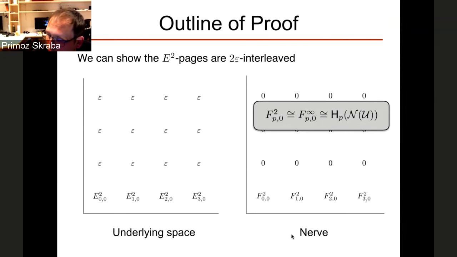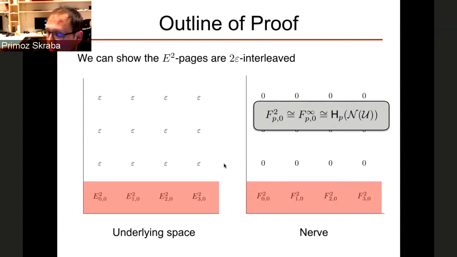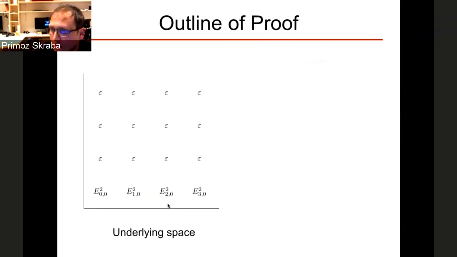And we know that, so this is the way we're going to go. We're going to relate the nerve to elements here, right? So again, we're going to concentrate on this first row here. And so we know that each one of these is exactly the same as the homology of the nerve. And then this F is 2 epsilon interleaved with this corresponding E. Okay.